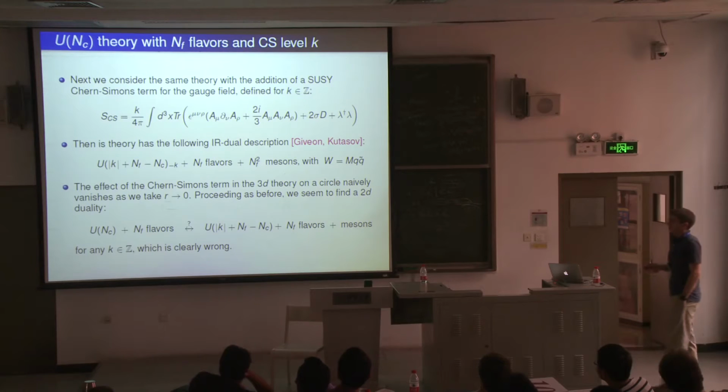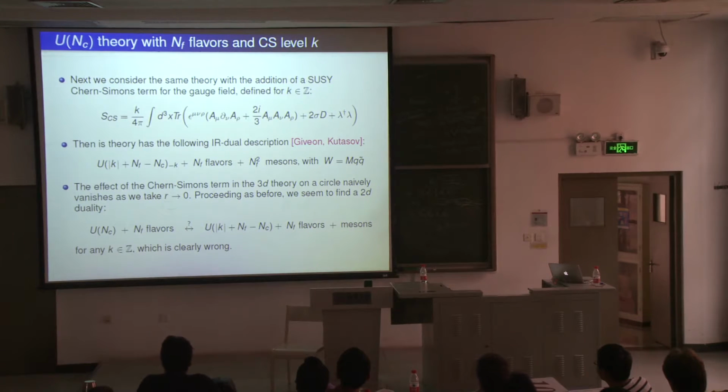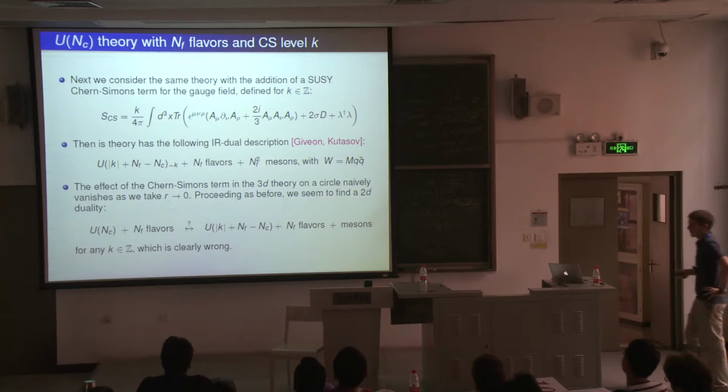Naively, the effect of the Chern-Simons term is trivial when we take the theory on a circle, because this integral gets a factor of r from integrating over the third component, and all these fields are being held finite, and this just goes away in the r goes to 0 limit. If that were true, we would find in 2D the following duality: U(N_C) with N_F flavors goes to U(k plus N_F minus N_C) with N_F flavors. But here k is now just a free parameter. So this doesn't make any sense. This can't be right. So where did we mess up?